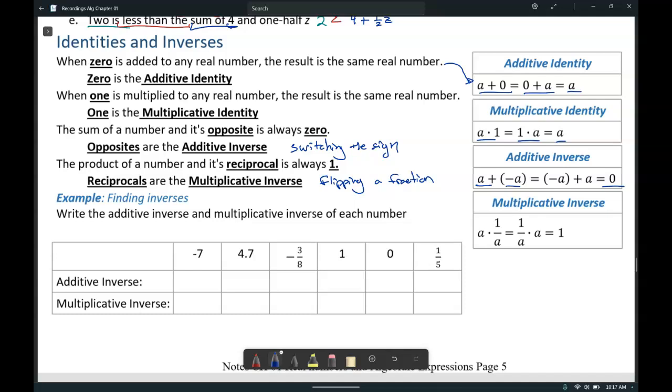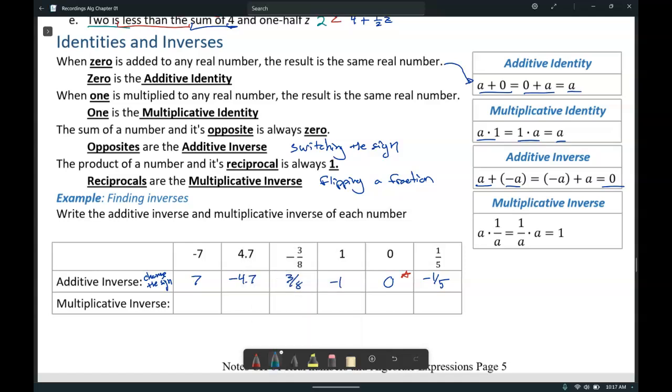The additive inverse, we're just going to change the sign. So the additive inverse of negative 7 is 7. For 4.7 it is negative 4.7. Negative 3/8 is 3/8. 1 is negative 1. 0 is special because it's its own additive inverse. There is no positive or negative 0, it's just 0. And then 1/5 becomes negative 1/5.